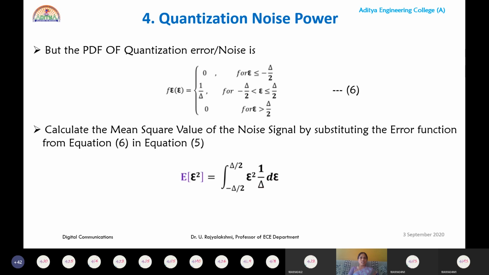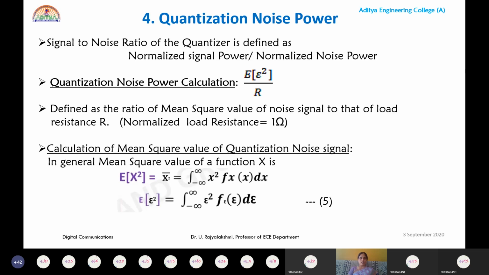Okay, now let us replace the same thing in terms of error. So expectation of error square will be the integral from minus infinity to plus infinity of error square into f_E(e) de. But what is f_E(e)? Already in the last slide we have defined the probability distribution function of the error as 1 by delta within the range minus delta by 2 to plus delta by 2. So change the integration limits to minus delta by 2 to plus delta by 2 and f_E(e) as 1 by delta.